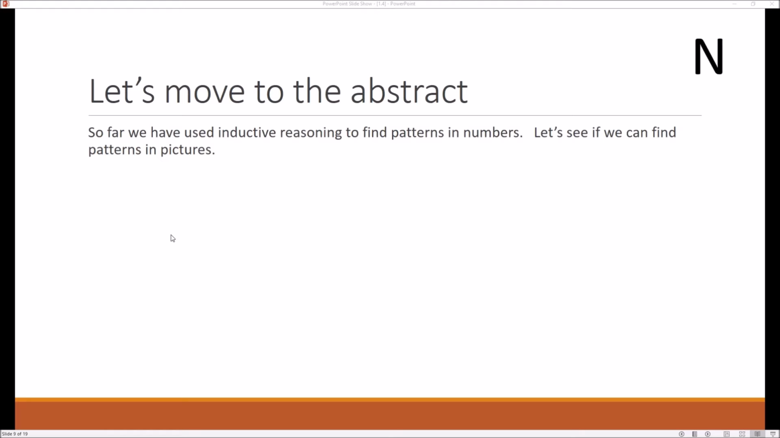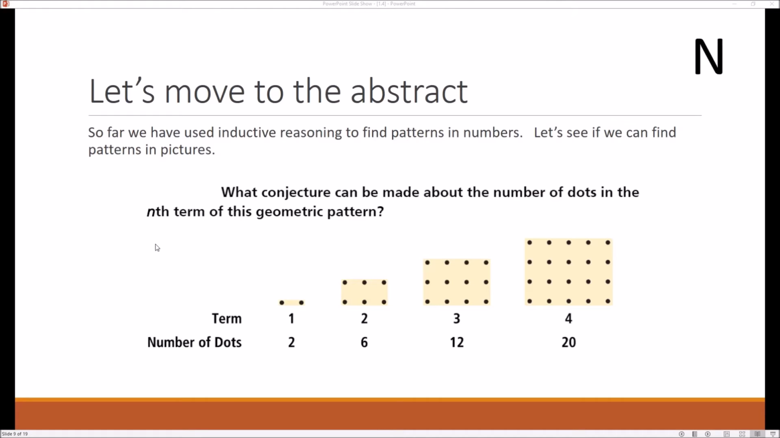Alright, so now let's start moving to the abstract. We've used inductive reasoning to find patterns in numbers. Let's see if we can do it in pictures. Remember, you don't trust your eyes, but if you can show that something continually works, is true, we call that inductive reasoning, and we're going to try it with pictures. That's a little bit weird, but we're going to use those pictures, use the information given, and find numbers that line up with it so we can start doing it.